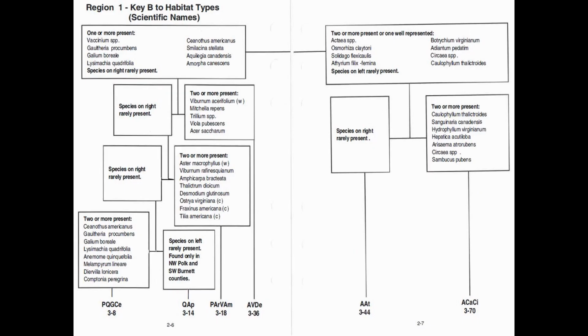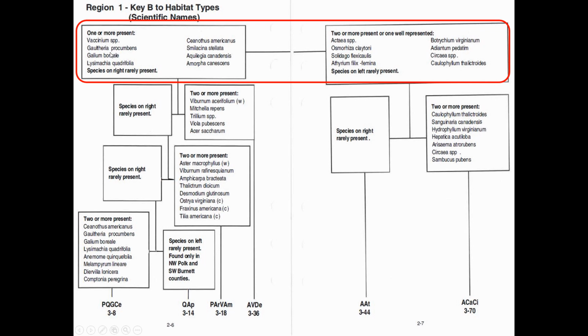And again, we just continue following this dichotomous key. So the first question, 1 or more present Vaccinium species, Gaultheria procumbens, Galium boreale, and so on. So are we seeing 1 or more of those species?